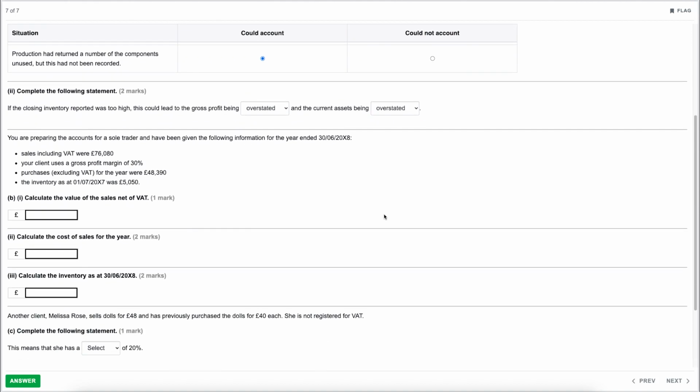Moving on then, it says you are preparing the accounts for a sole trader and have been given the following information for the year ended the 30th of June 2018.